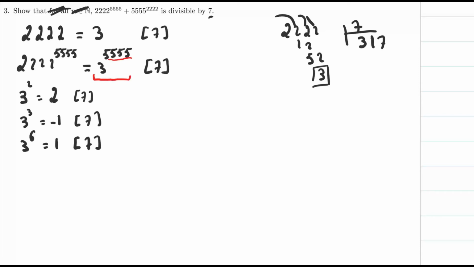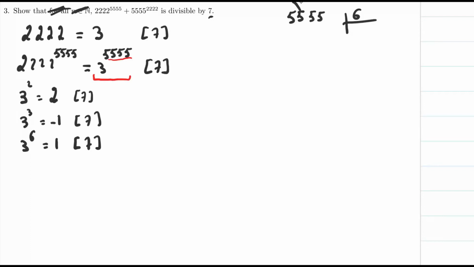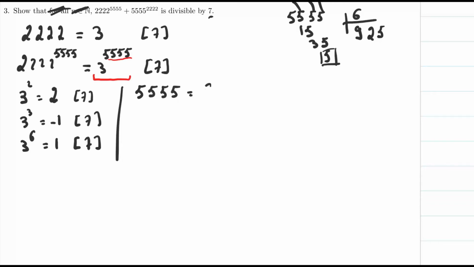So I divide 5555 by 6. 55 is 9 times 6, remainder 1. 15 is 2 times 6, 12, remainder 3. 35, I get to 30, and remainder of 5. So I can write 5555 is 6 times 925 plus 5.